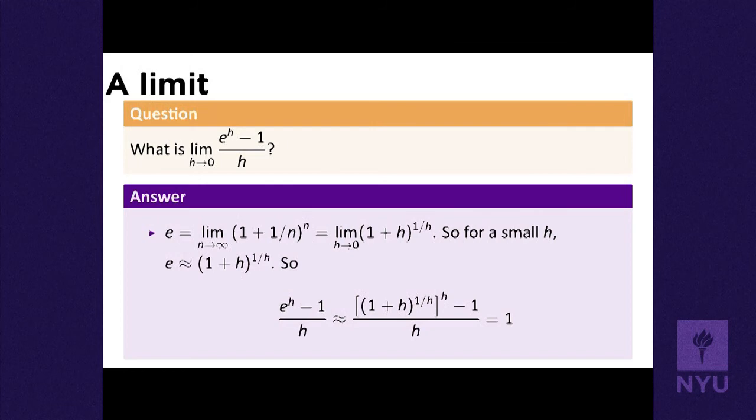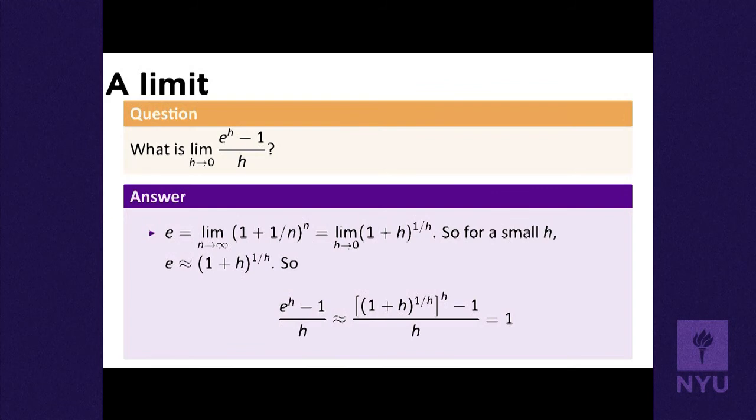And if this limit exists, we can take a small number h and just plug it in, and we should get a good approximation. For a small number h, e should be approximately (1 + h)^(1/h), like (1 + 1/100)^100, or (1 + 1/1,000,000)^1,000,000. So if that's true, and I take e to the h, well, then I should get this to the h power. And this to the h power is exactly going to be 1 + h. And if I subtract 1, then even the 1 will go away, and the numerator will then look like h.